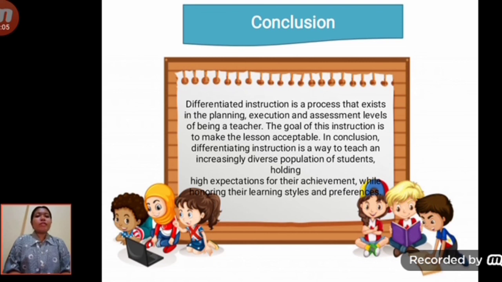To conclude the presentation today, I'd like to explain again that differentiated instruction is a process that exists in the planning, execution, and assessment levels of being a teacher. The goal of this instruction is to make the lesson accessible. In conclusion, differentiating instruction is a way to teach an increasingly diverse population of students, holding high expectations for their achievement while honoring their learning style and preference.